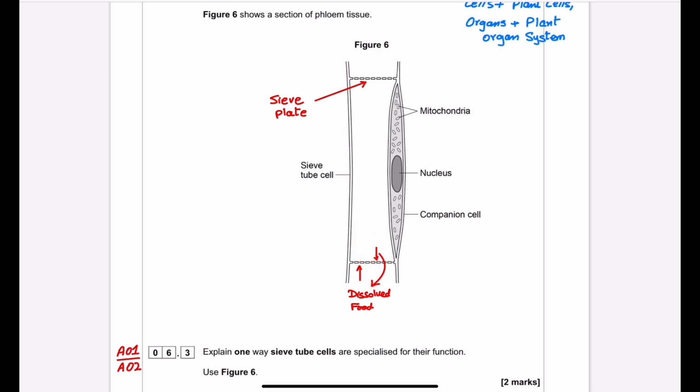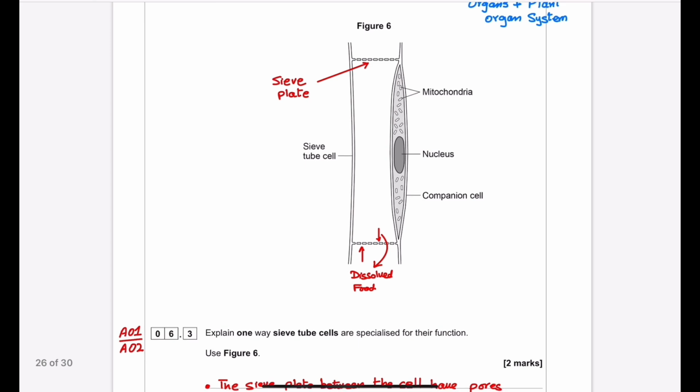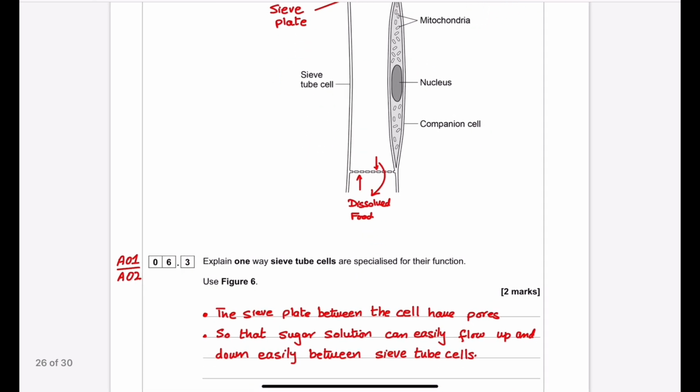Let's see the model answer. The sieve plate between the cells has pores, which you can see in the figure, so that the sugar solution can easily flow up and down between the sieve tube cells.